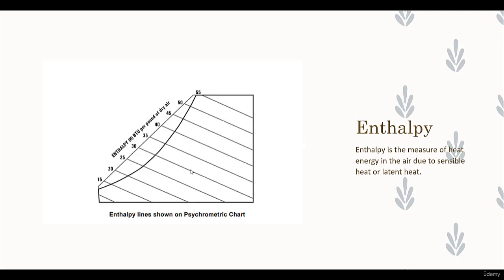So the next property of psychrometrics is enthalpy. Enthalpy is basically the measure of heat energy in the air due to sensible heat and latent heat. The energy in the air in the environment due to sensible and latent heat is basically enthalpy. So on the psychrometric chart, these are the enthalpy lines, and their unit is BTU per pound of dry air. These are enthalpy lines on the psychrometric chart.